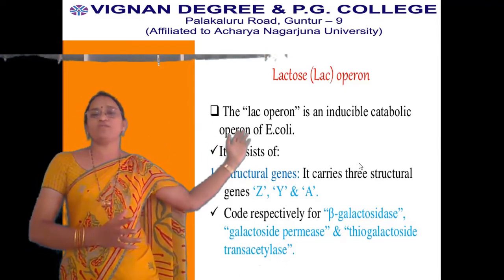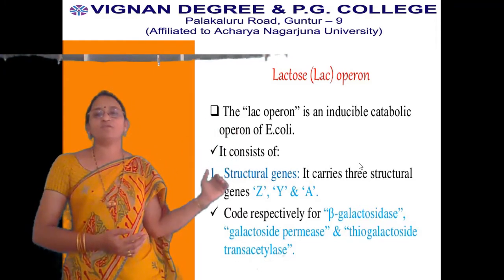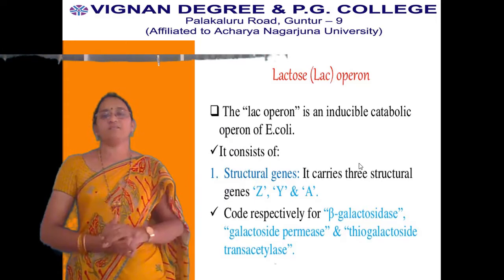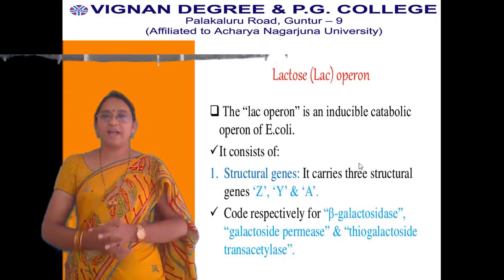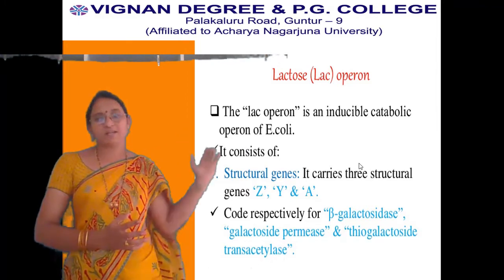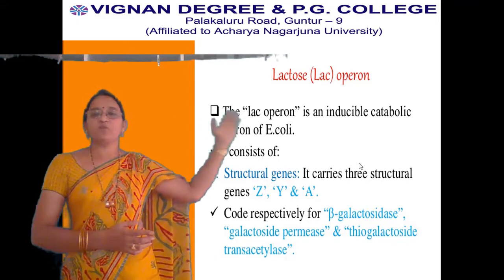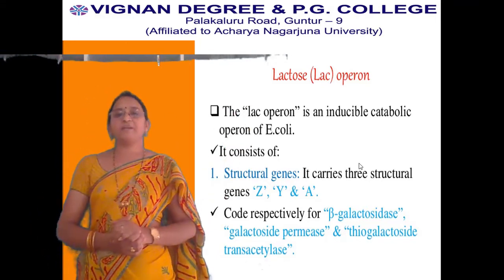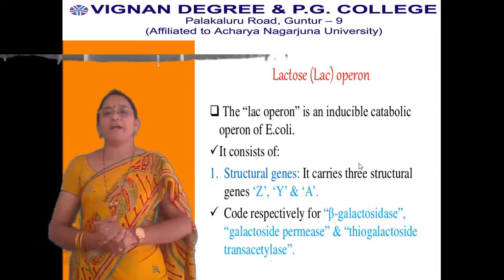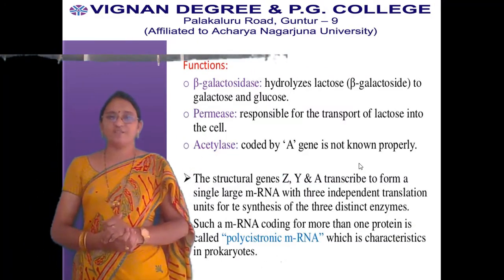So the Z gene encodes beta-galactosidase. The Y gene encodes galactoside permease. And the A gene encodes thiogalactoside transacetylase. So these are the structural genes of the lactose operon. Now we will see the functions of the genes in this session.